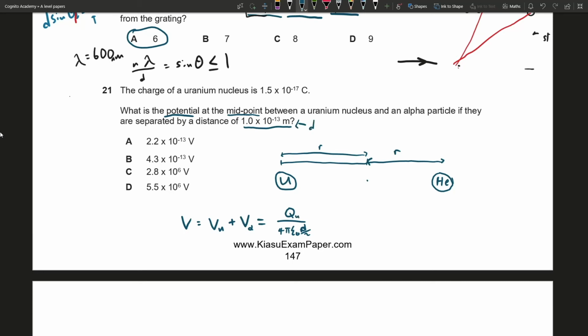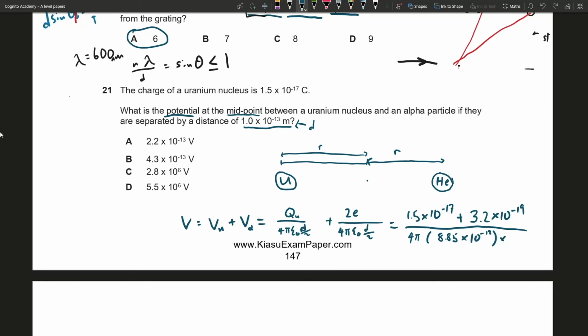So the charge of our uranium nucleus plus the charge of our alpha particle, which is 2e, where e is the charge of a proton, so 2e over 4 pi epsilon naught d over 2, then that equals 1.5 times 10 to the power of minus 17 coulombs plus the charge of an alpha particle, which is 2e, which if you go to your formula sheet to find the value of e, you'll get 3.2 times 10 to the power of minus 19, divided by 4 pi times epsilon naught, which is 8.85 times 10 to the power of minus 12, times half our distance, which is 0.5 times 10 to the power of minus 13.